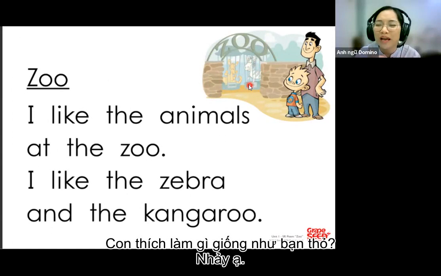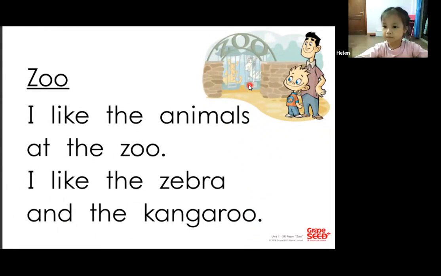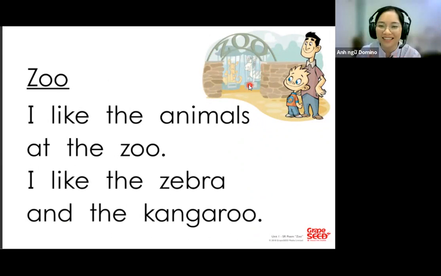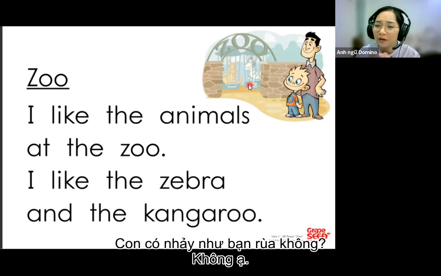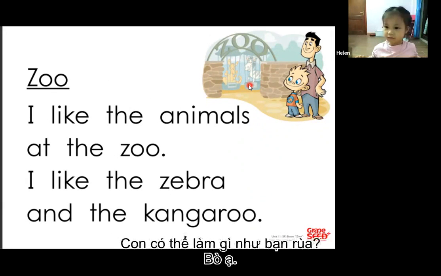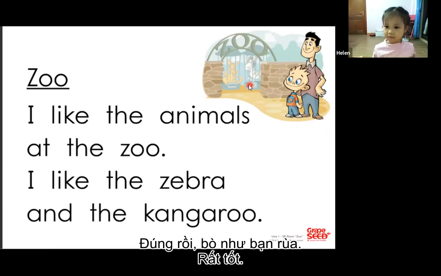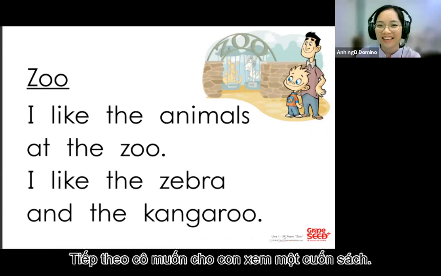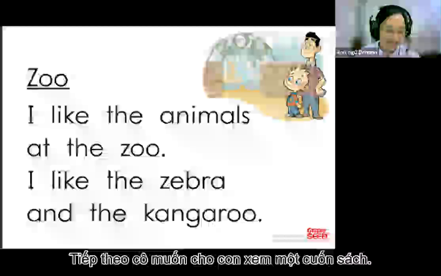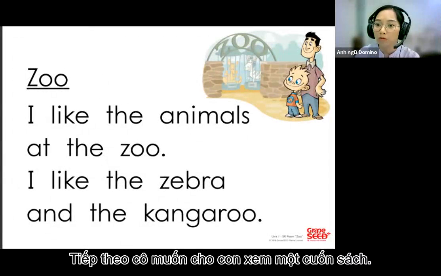Okay, what can you do like a rabbit? Hop. Hop like a rabbit. Do you hop like a turtle? No. No, what can you do like a turtle? Crawl. Crawl like a turtle. Good. And the next one, I want to show you a book.